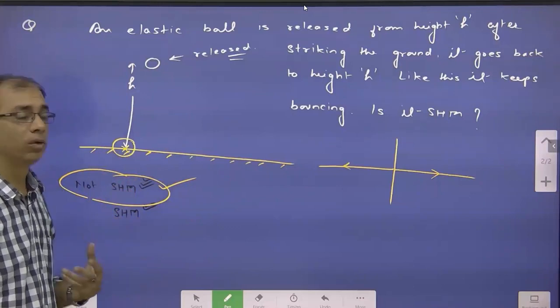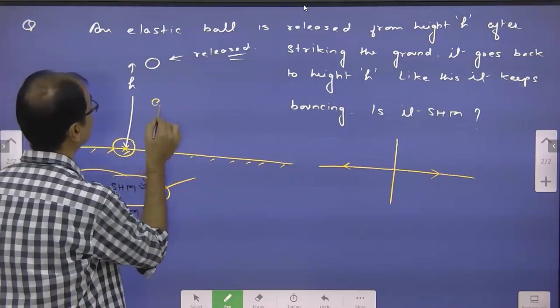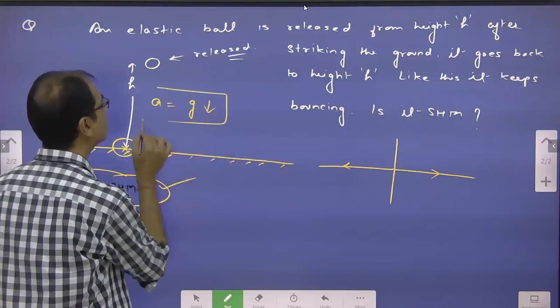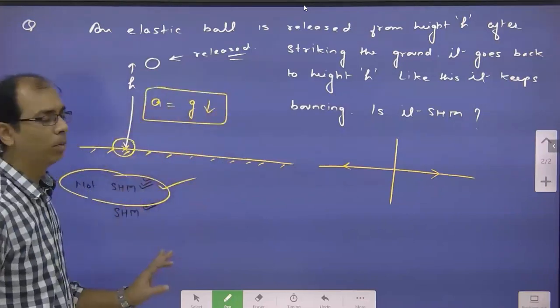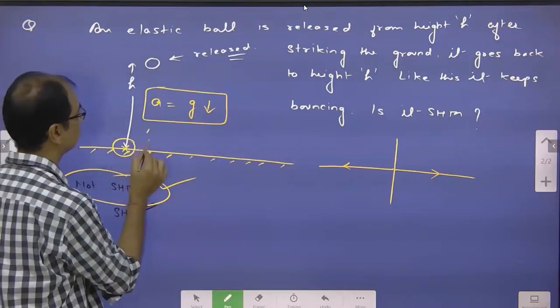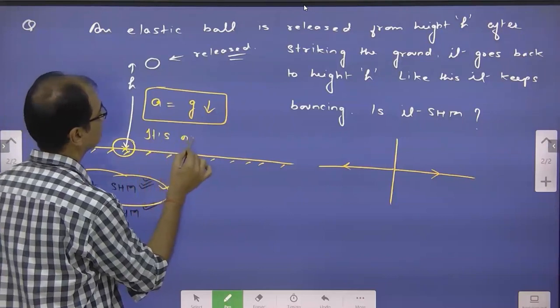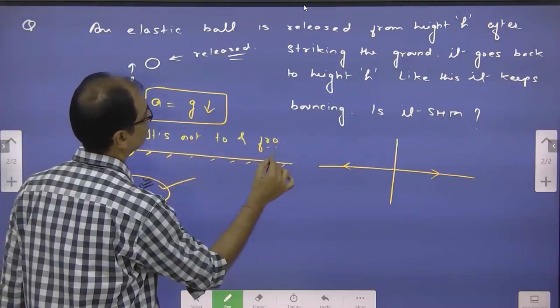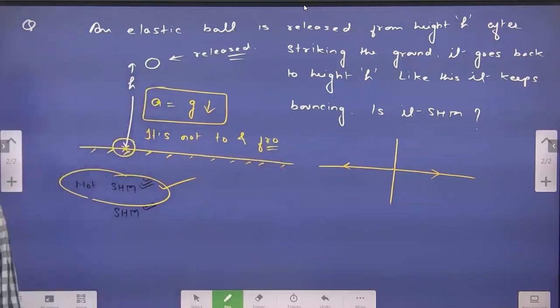Later on, we will see that its acceleration is constant throughout. It is g only. That's why it's not SHM. But at the moment, it's not to and fro, that's why it's not SHM. Note this one first.